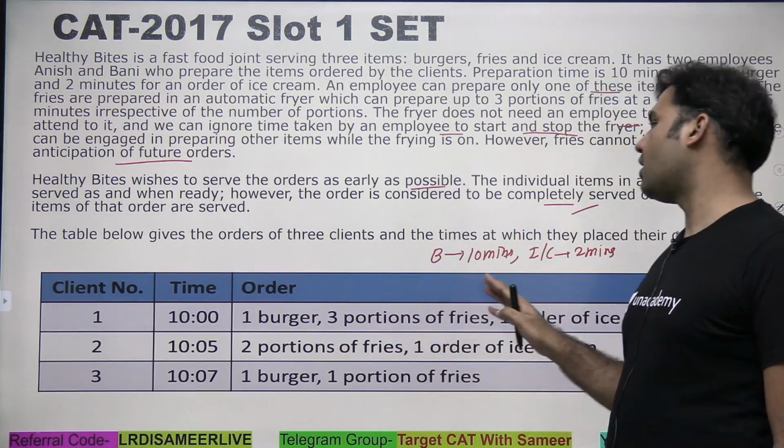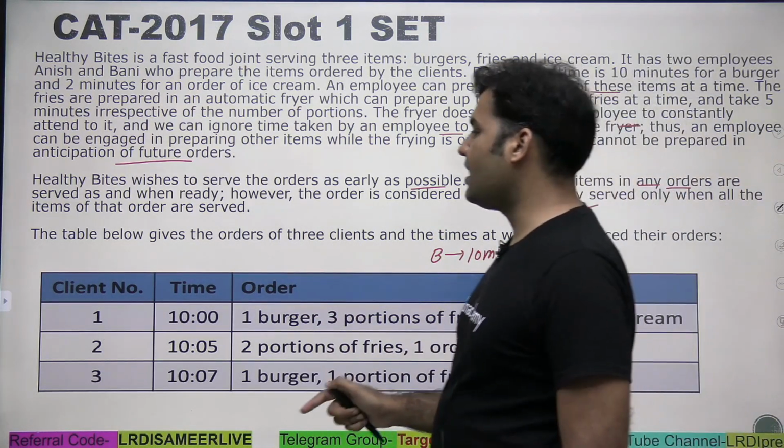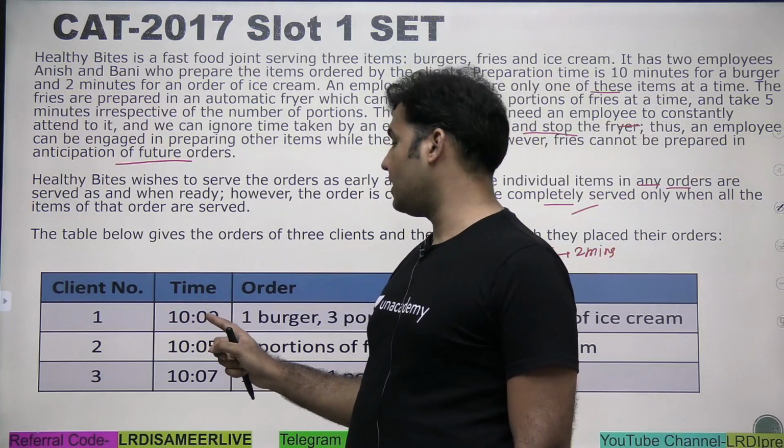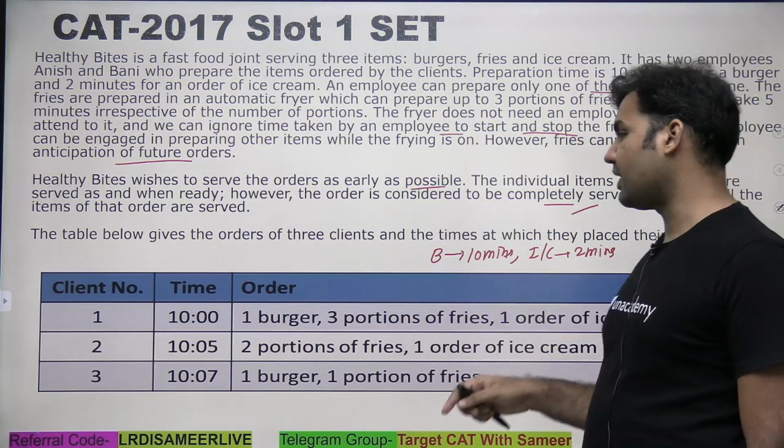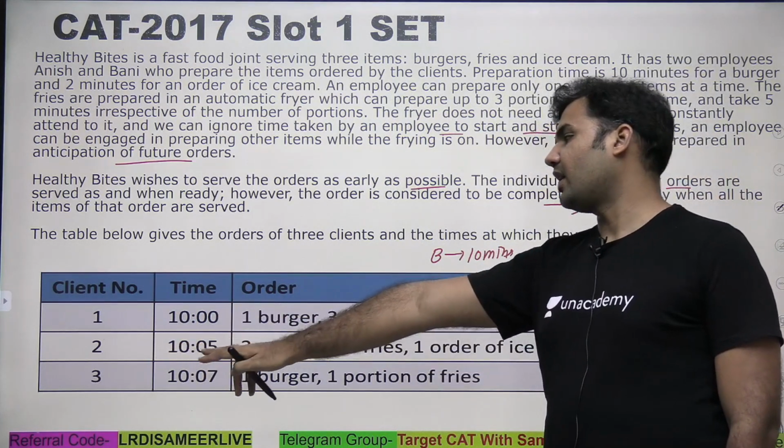The table below gives the orders of 3 clients. So the client number 1 order is placed at time 10 and he ordered 1 burger, 3 portions of fries, 1 order of ice cream. Client number 2, time is time 5.